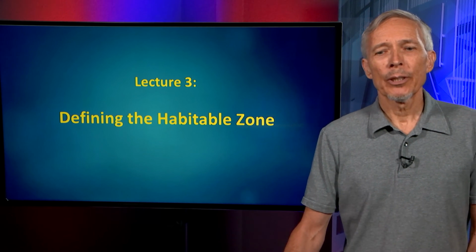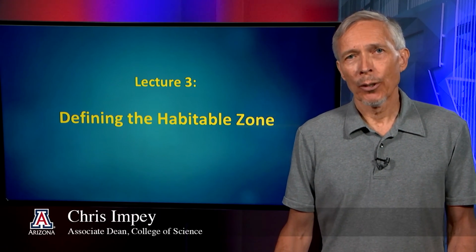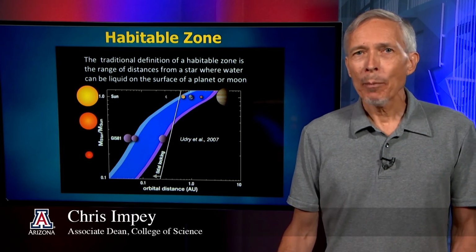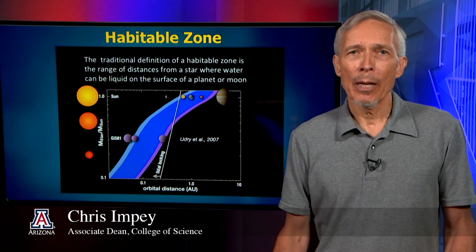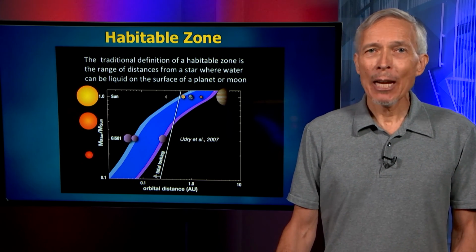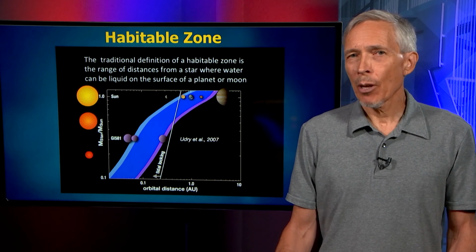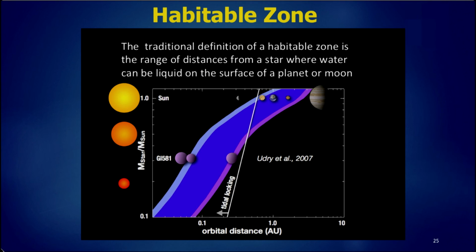In this lecture, we'll see how we define the habitable zone. The habitable zone is a concept in astrobiology representing the range of distances from a star where a planet has the conditions suitable for life. Because of our presumption that life needs liquid water, this represents the distance from a star where the surface temperature is somewhere between 0 Kelvin, the freezing point of water, and 100 Kelvin, the boiling point of water.